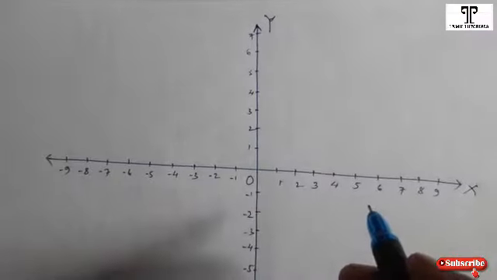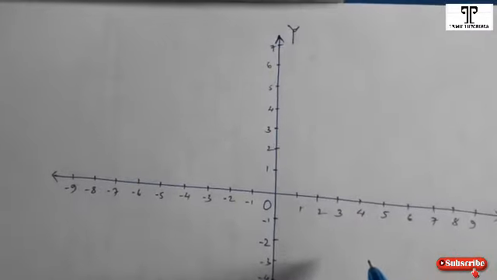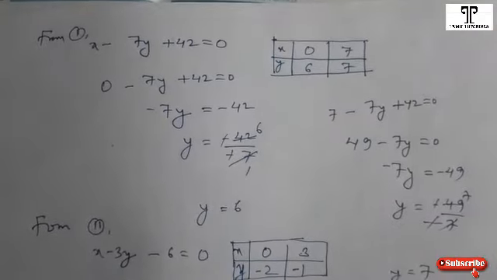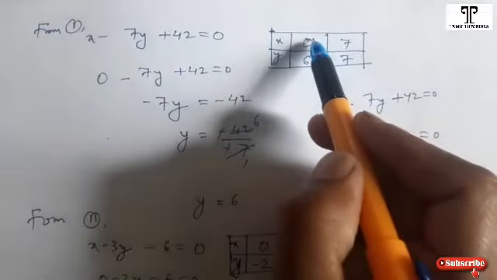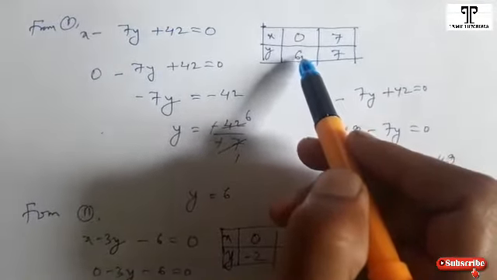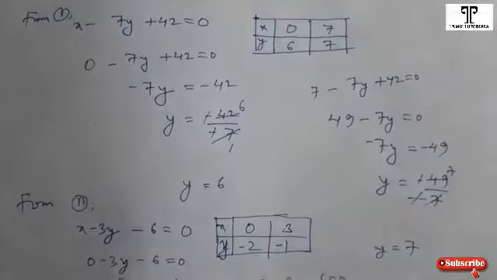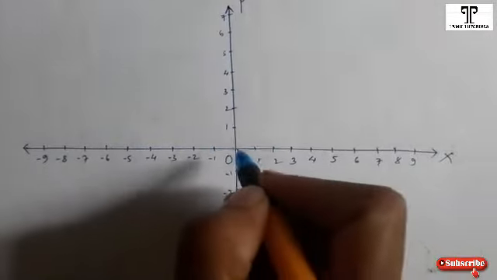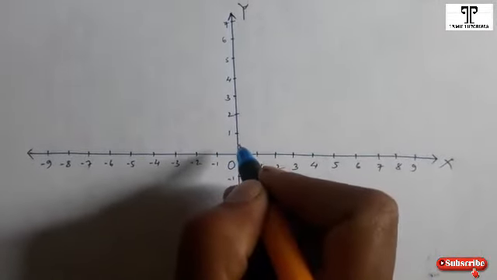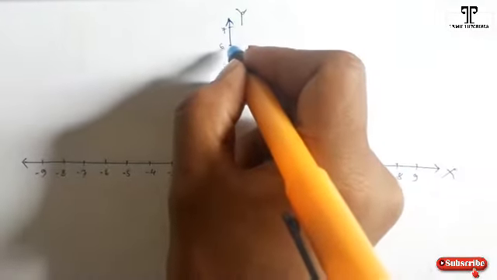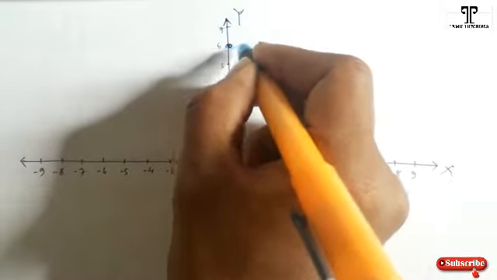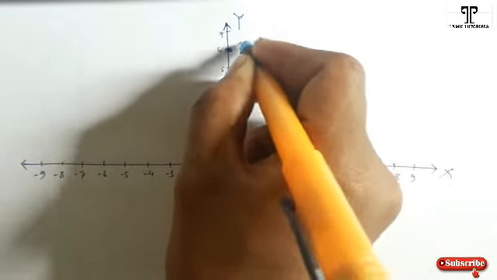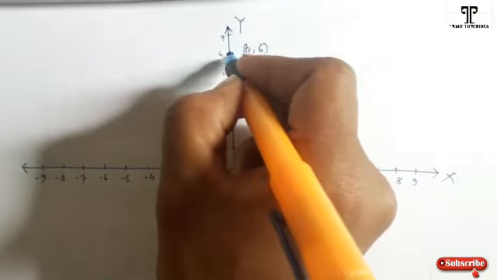Now while putting the values, for equation 1 the first value is 0 comma 6. So 0 comma 6 means the value of x is 0, 0 is here, and the value of y is 6. So 0 comma 6, the point is here. Okay, so this is the point.